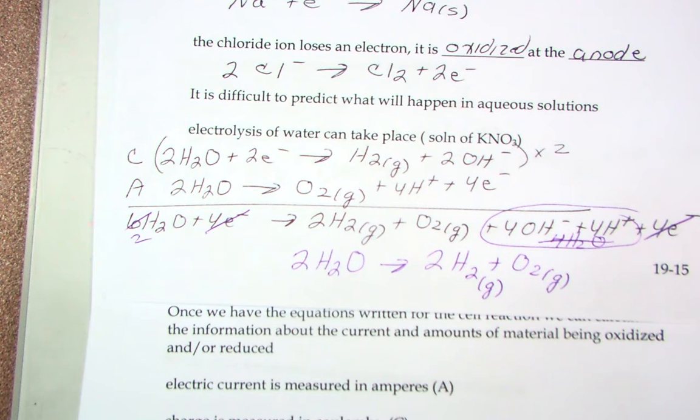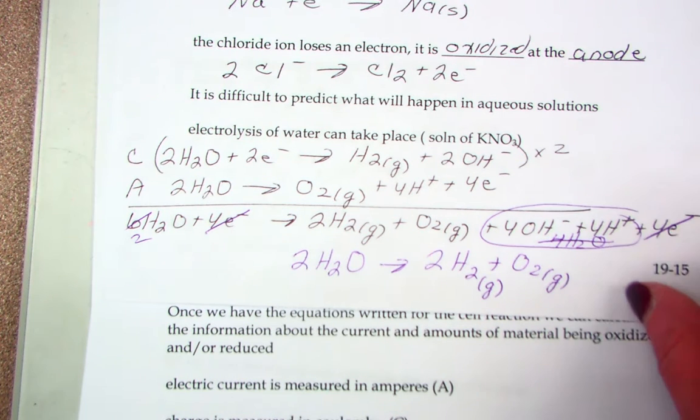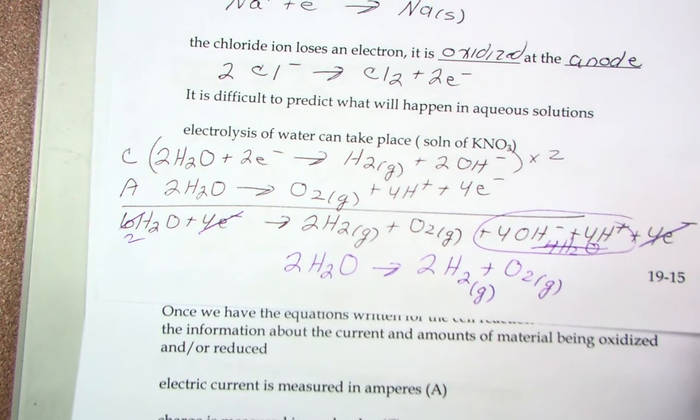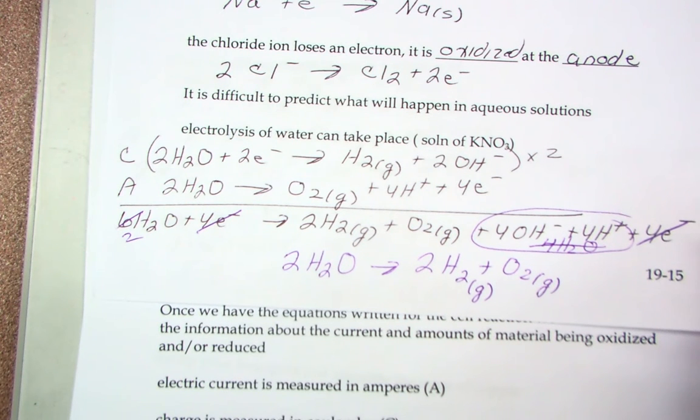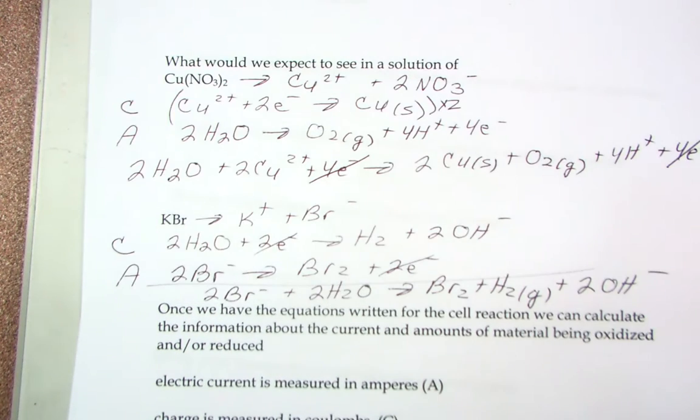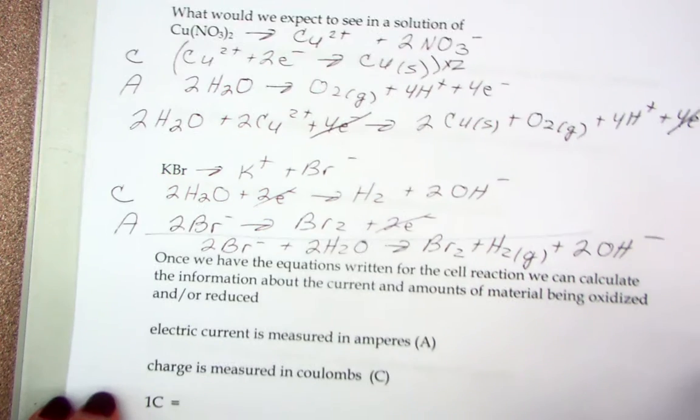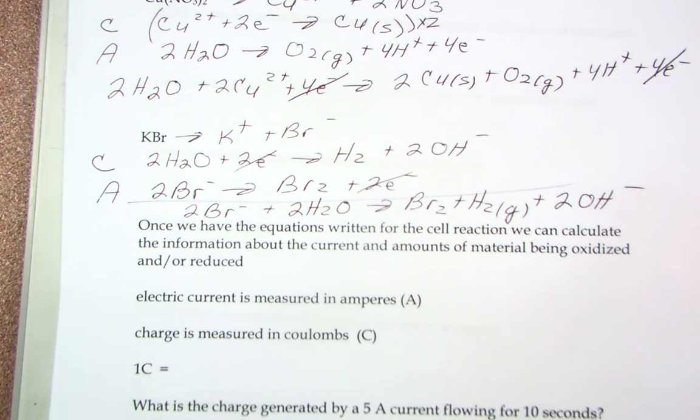Why do you have two different equations for water? Because one of them is oxidation and one is reduction. In the one case, the water is gaining electrons at the cathode, and in the other case, it's giving up electrons at the anode. So it might be a little tricky trying to figure out what the chemistry is.